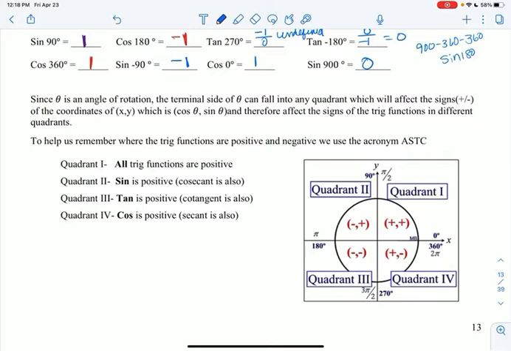S, in quadrant 2, the sine is positive. That means cosecant is also. In quadrant 3, the tangent is positive. That means cotangent is also. And in quadrant 4, cosine is positive. And that means secant is also. So basically the way that we're going to remember this is ASTC, and you can remember it as: all students take calc.